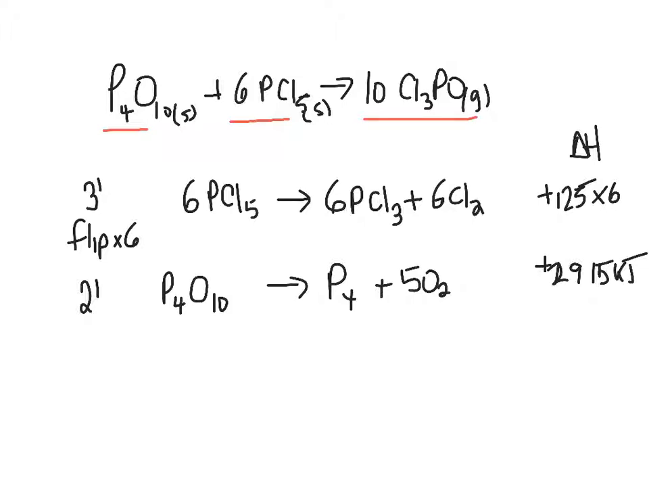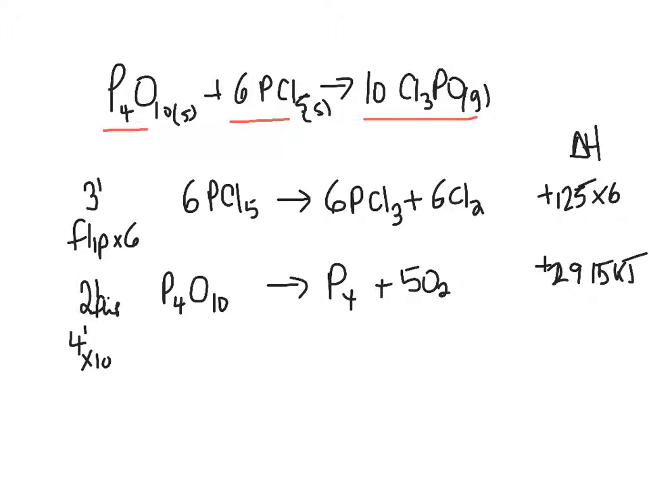Is there anything there that we need in our overall? Matt? Fourth one? Fourth one. Is it on the correct side? Yeah. Does it have the right coefficient? No. So what do you have to multiply everything by? 10. So 4 prime, we're going to just always flip, multiply by 10.